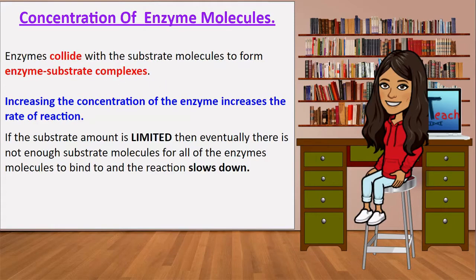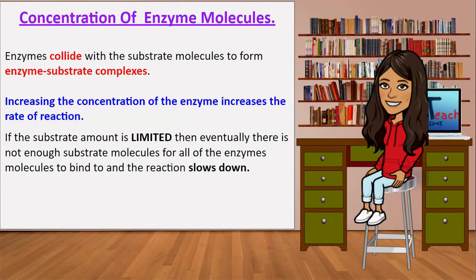I want to talk about the concentration of enzyme molecules first. As you know, enzymes collide with the substrate molecules to form something known as enzyme-substrate complexes. In short, if we increase the concentration of the enzyme, we will increase the rate of the reaction. This is because lots of active sites are available.